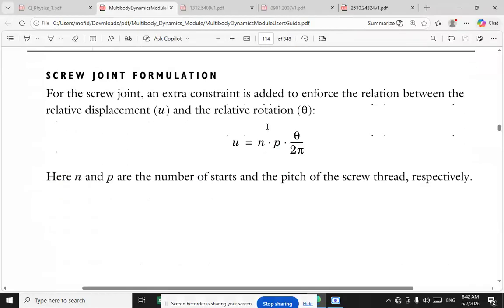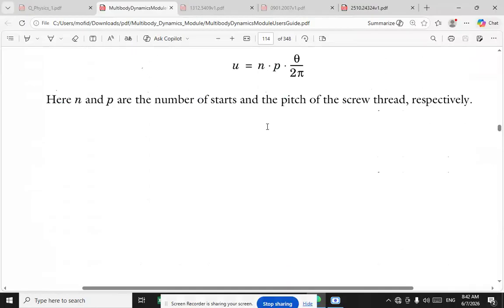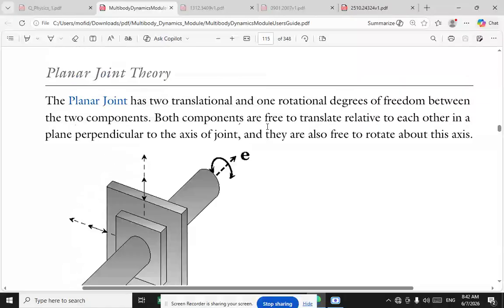The screw joint formulation. For the screw joint, an extra constraint is added to enforce the relation between the relative displacement u and the relative rotation theta. u is equal to n multiplied by p multiplied by theta divided by 2 pi. Here n and p are the number of starts and the pitch of the screw thread, respectively. The next theory would be planar joint theory.